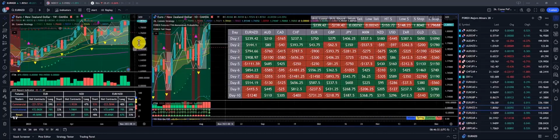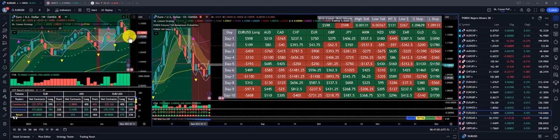Euro, New Zealand, price action both on the weekly and the daily above the dragon. Strong upward support. However, the commitment of traders is crowded out on the long side, so we could see a squeeze here next week, especially since it is in this consolidation zone on the weekly at the upper tier of that consolidation zone.